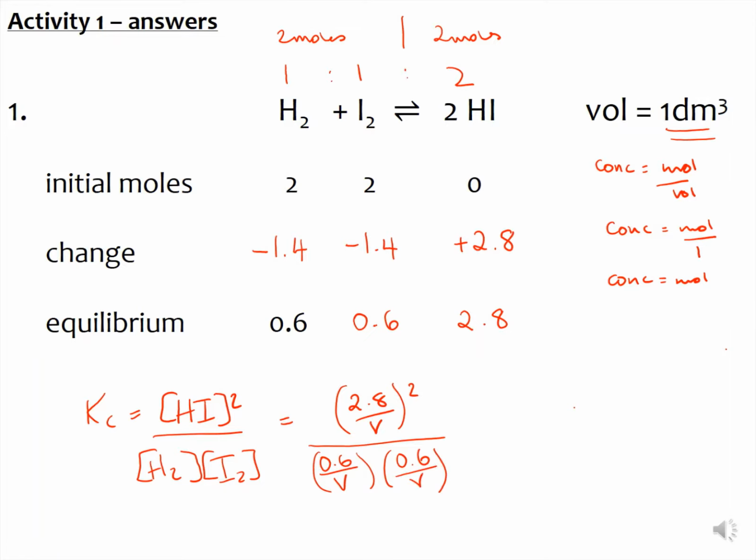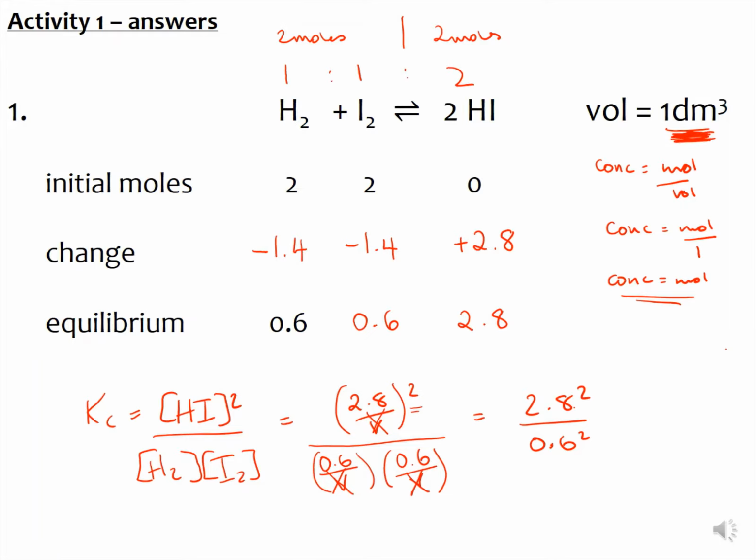Now, just to go over this again, we've got 2 lots of divide by V on the top of this expression, because divide by V squared would be the same as divide by V divide by V. So our divide by V's can all cancel out on the top and the bottom, because there are 2 divide by V's on the top and there are 2 on the bottom. So our Kc is 2.8 squared divided by 0.6 squared. As I said, in this case particularly, concentration equals moles anyway because it's 1 decimeter cubed.